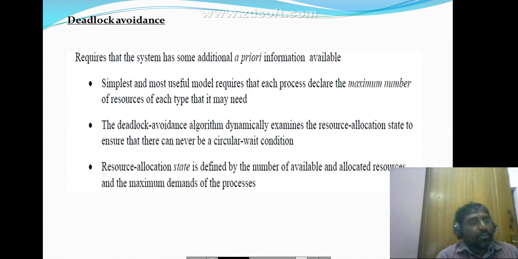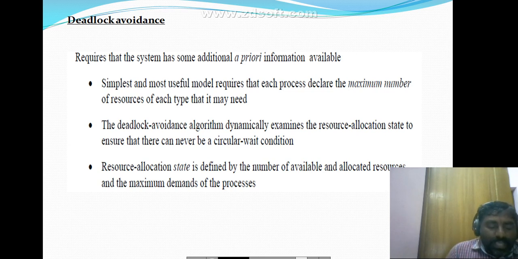At the same time, we are going to talk about safe state. See, what is meant by safe state? When a process requests an available resource, the system must decide if immediate allocation leaves the system in a safe state. A system is in safe state if there exists a sequence P1, P2 and so on up to Pn of all the processes in the system, such that for each Pi, the resources that Pi can still request can be satisfied by currently available resources plus resources held by all the Pj, that is process Pj.